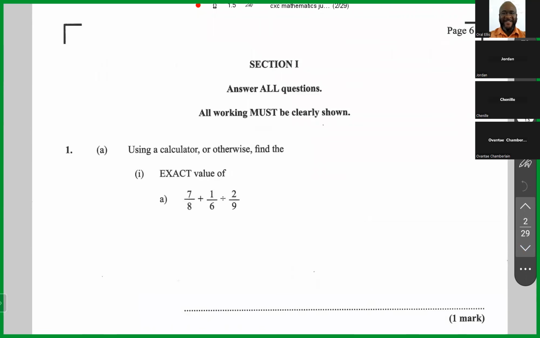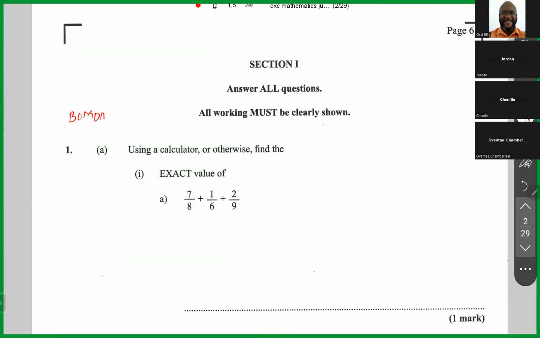Question number 1, part A, says, using a calculator or otherwise, find the exact value of 7/8 plus 1/6 divide by 2/9. The only issue about this question is that you must do the division before you add. The thing that lets me know I should do that is BODMAS.